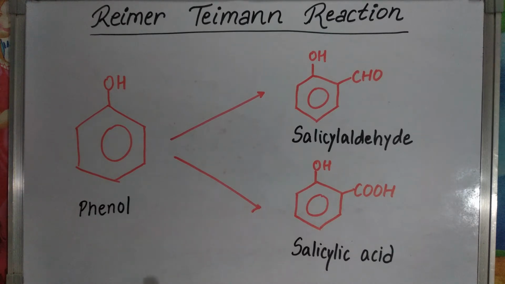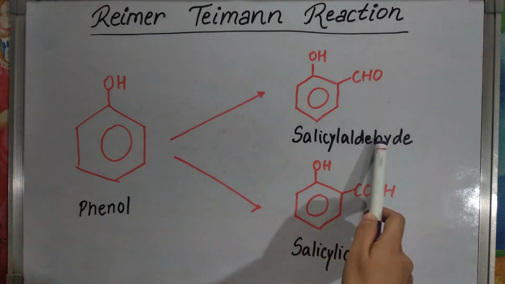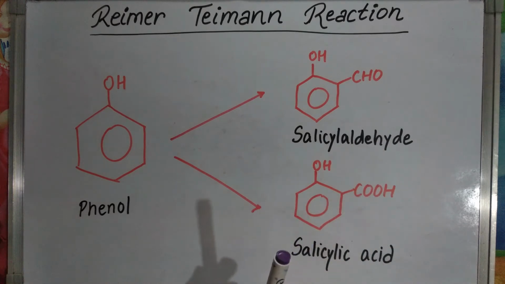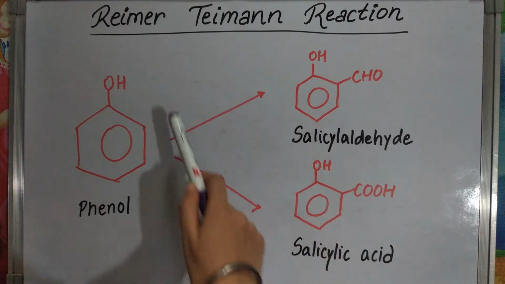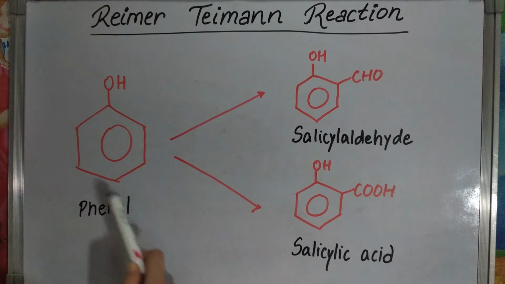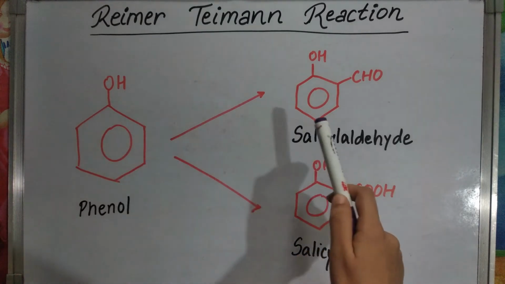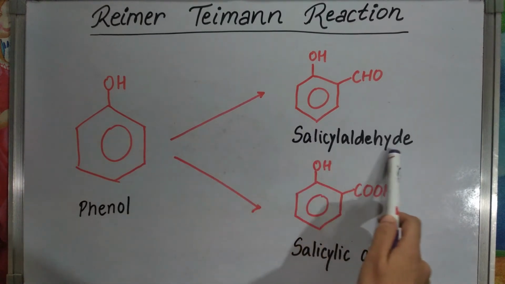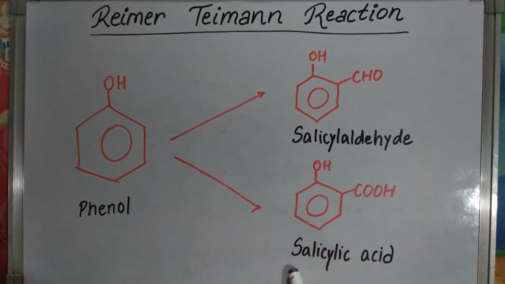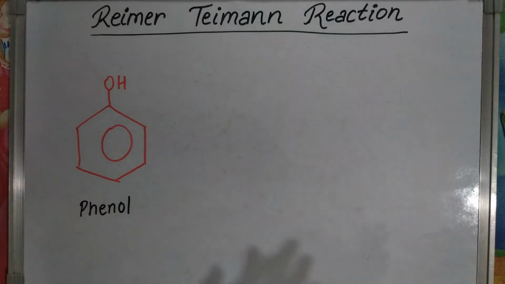Before beginning, we must know the starting and the end product of this reaction. The reactant of this reaction is phenol. We'll start from phenol and we'll end up with salicylaldehyde or salicylic acid depending upon the reactants or the intermediates we are taking. Let's start with the reaction.